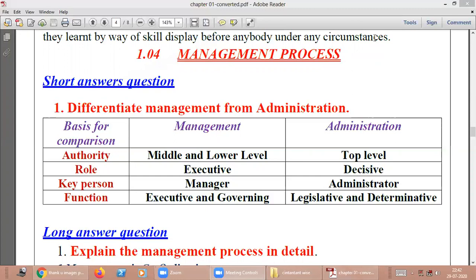First one, authority. Authority flows to the middle level, which means the head of the institution gives authority to the managers, and administration will flow from the top level. அதாவது மேல இருந்து கீழே வர்றது வந்து administration, and authority will flow to the middle level. Managementல middle level flow ஆகும். It may be a manager who takes the authority or a supervisor who takes the authority.